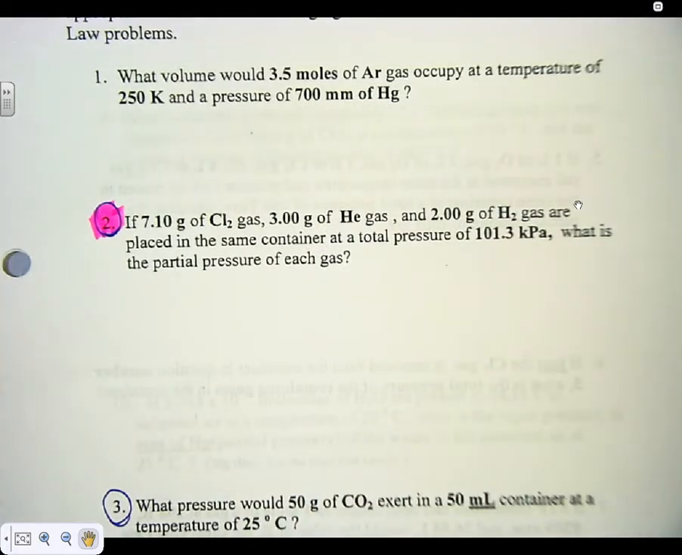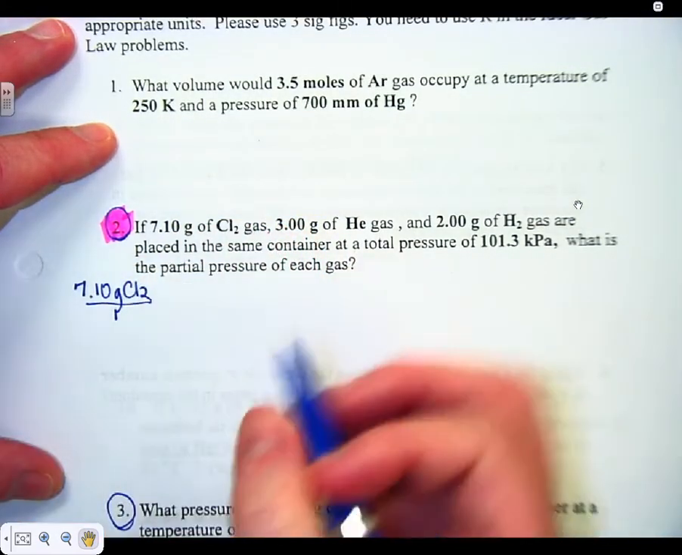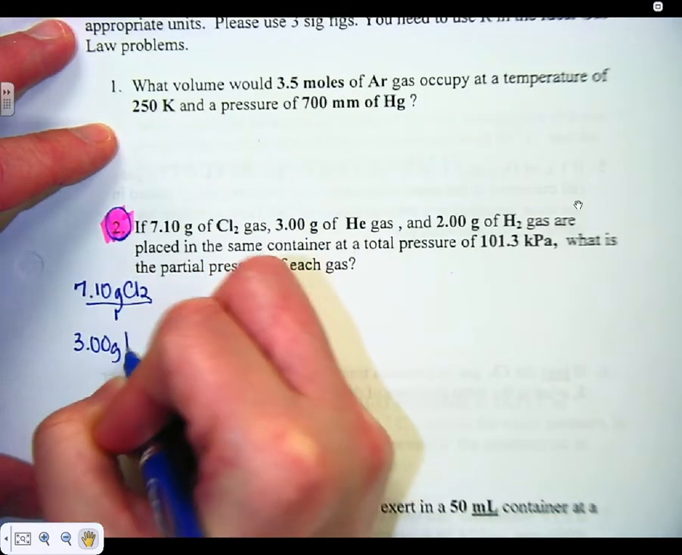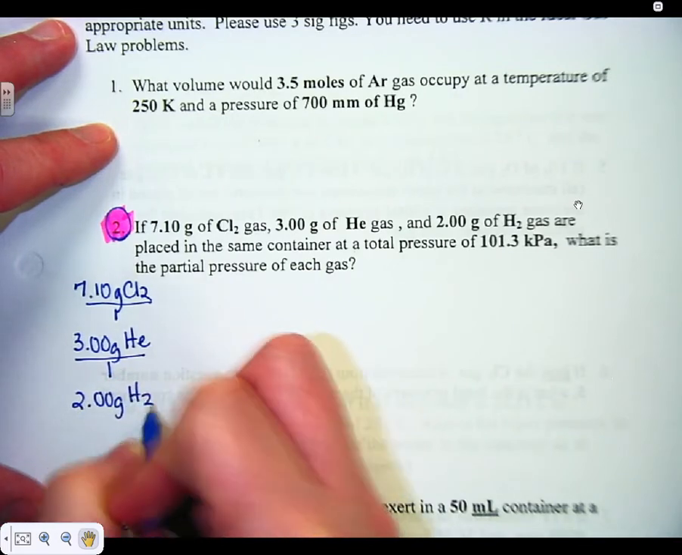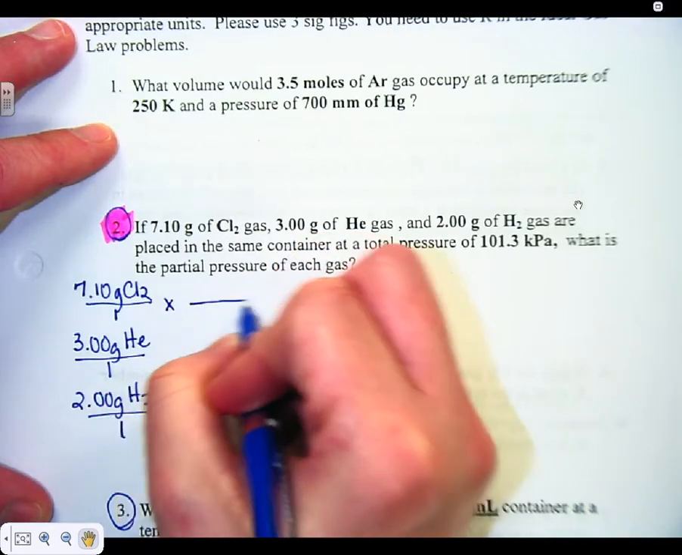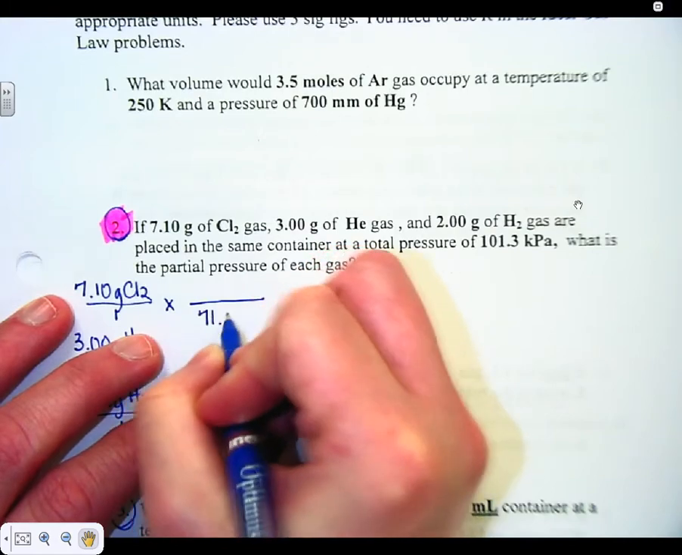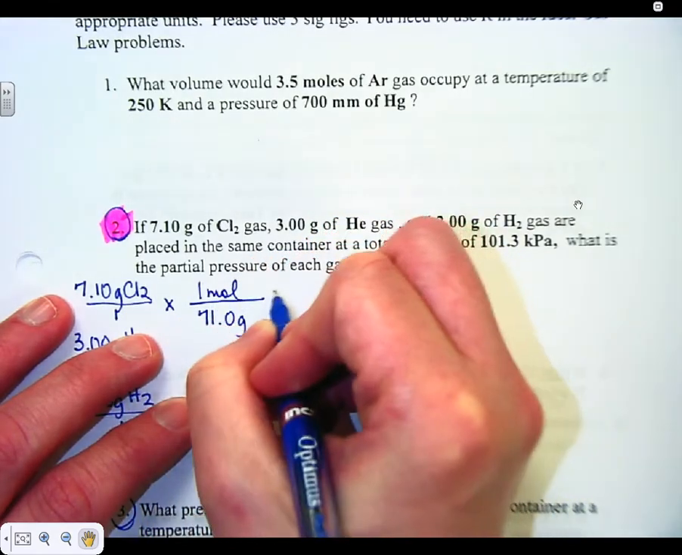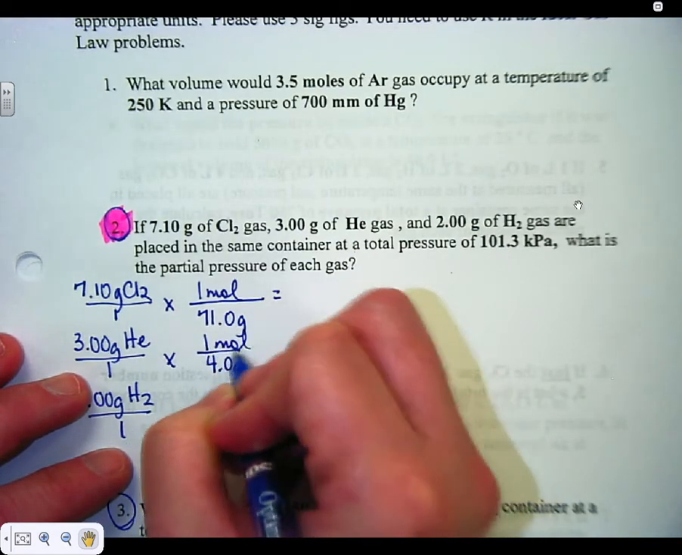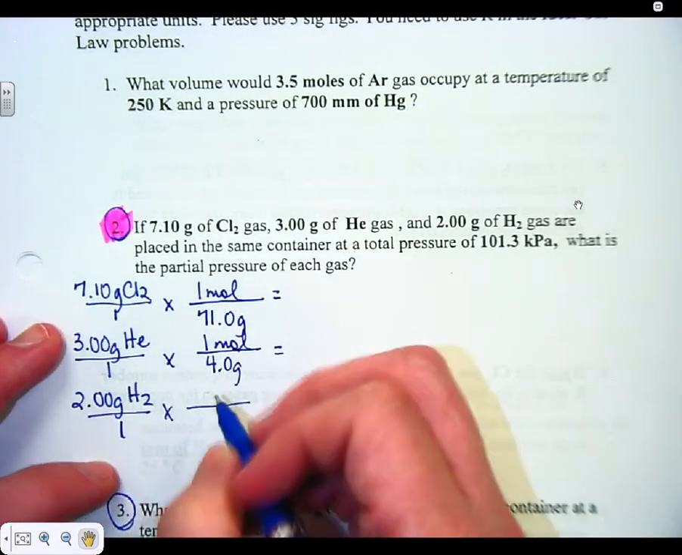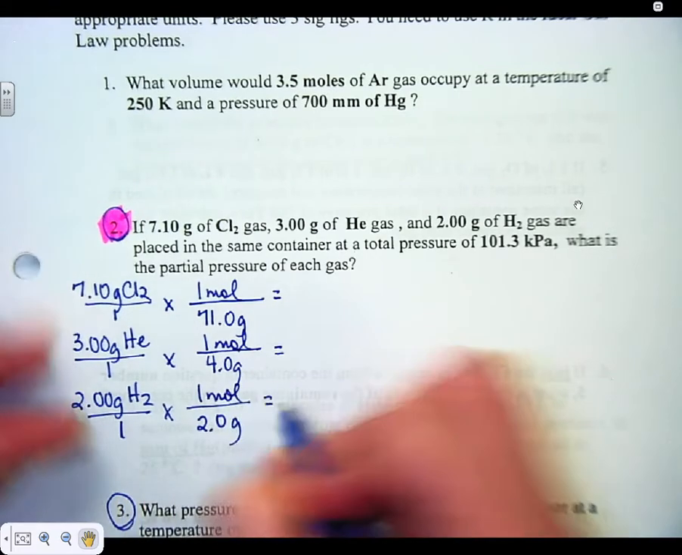So again, we're going to convert grams to moles. We're going to take 7.10 grams of Cl2, 3 grams of helium, and 2 grams of hydrogen. Cl is 35.5, so 2 Cls is 71.0 grams in 1 mole. He is 4 grams in 1 mole, and again, we're getting that from the periodic table. And hydrogen, H2, is going to be 2 because each hydrogen is 1 gram in 1 mole. Okay?